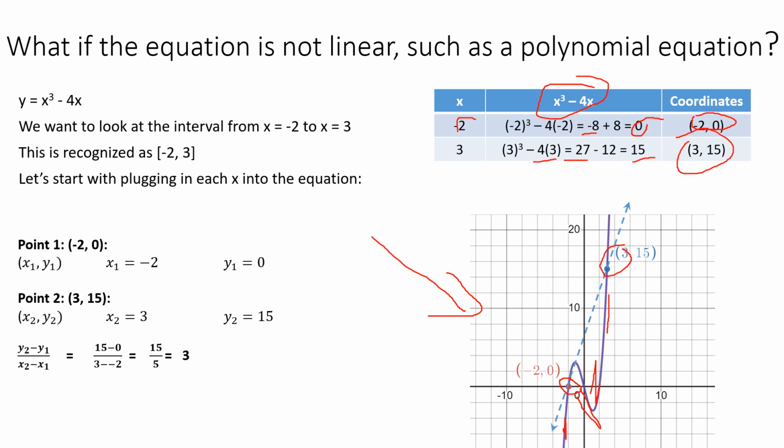Now, my 2 points here are negative 2, 0 and positive 3, 15. And I subtract y2 minus y1 over x2 minus x1. 15 minus 0 is my y2 minus y1. 3 minus negative 2 is the same as 3 plus 2, which is 5. I got 15 over 5, which equals 3, and that is a slope of 3.